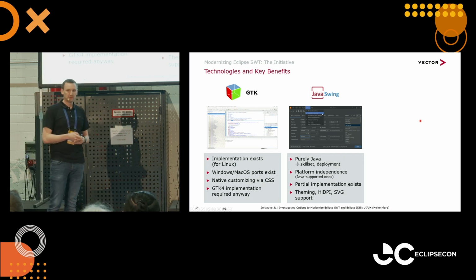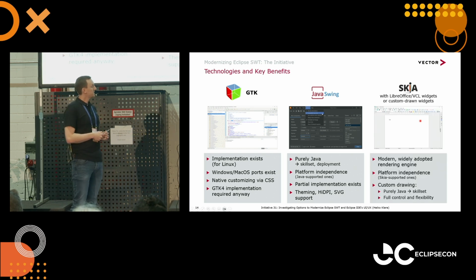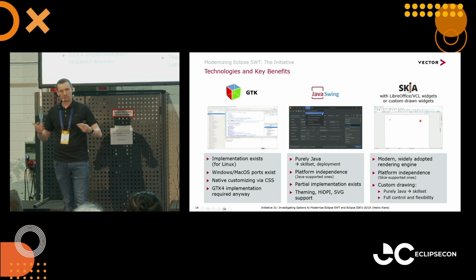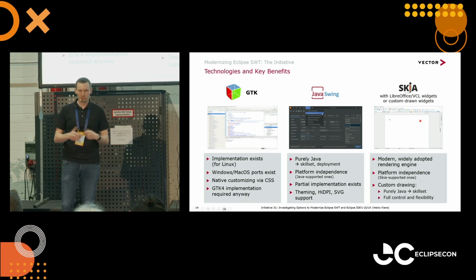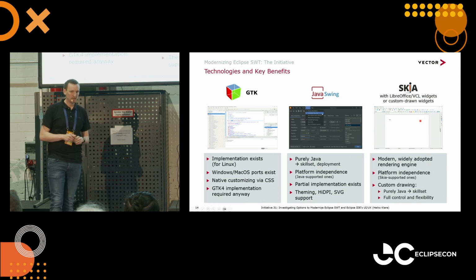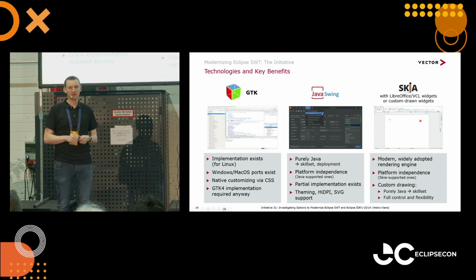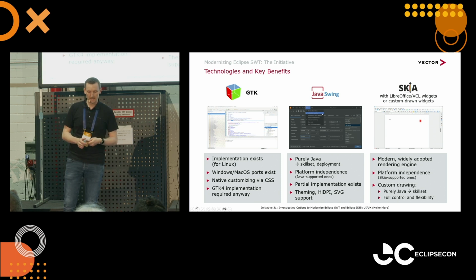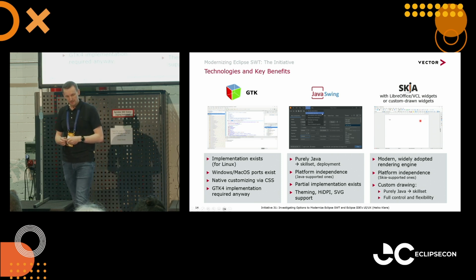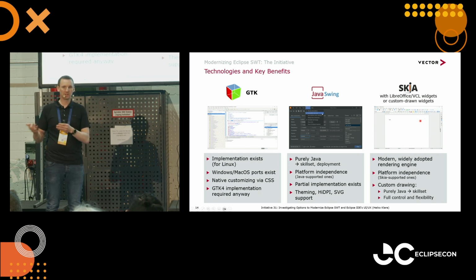Then the third technology that we took a look at is Skia. Skia is a graphics rendering engine used to draw primitives like rectangles, text, and so on, used by many applications. It's developed by Google, used in Chrome, but also in open source contexts like Mozilla Firefox, Thunderbird, and also LibreOffice. But as I said, it's a graphics rendering engine, so you do not have any widgets in there.